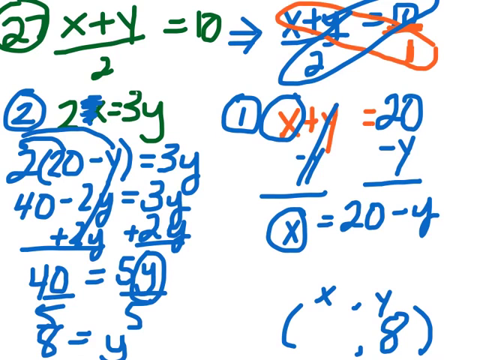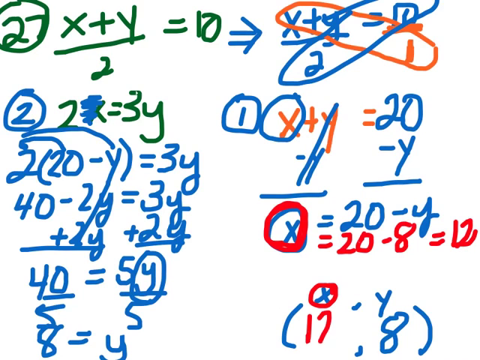I just need to find the x, and I got the y in. Now y is 8, and I need to find x, and look right here. X is equal to 20 minus y. Hey, that's easy to plug in because y was 8. So 20 minus 8 would give me 12 for x. So once I find one of them, it's usually easy to find the other one.